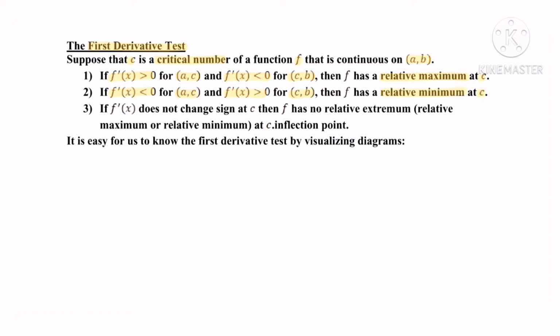Case number 3. If the derivative does not change sign at c, then f has no relative extremum, meaning neither a maximum nor a minimum, and we can denote it as an inflection point. It is easy for us to understand the first derivative test by visualizing the diagram. Here we have the example.